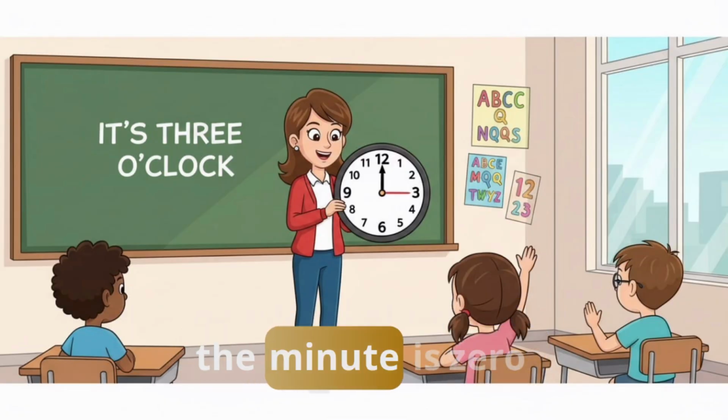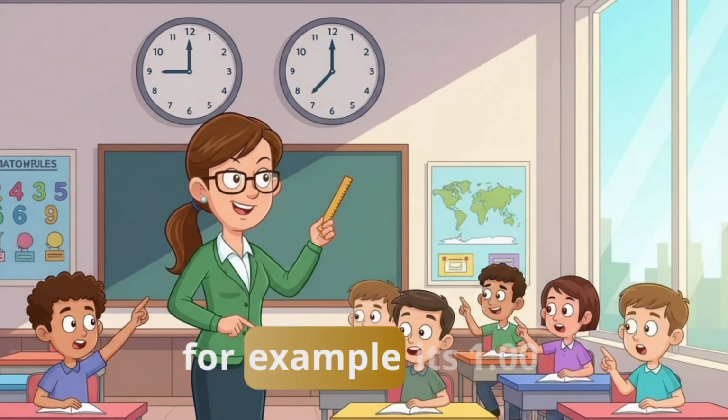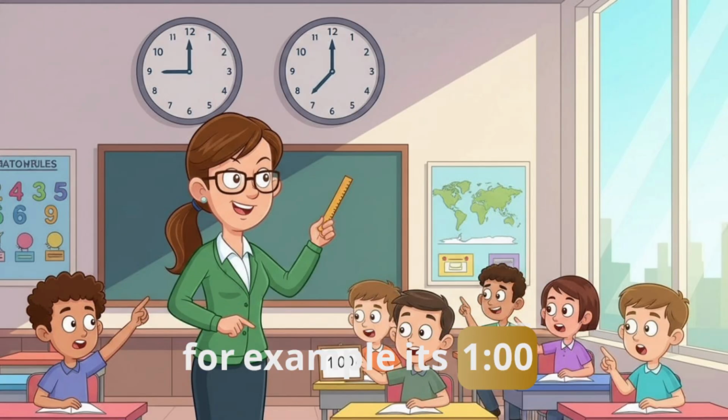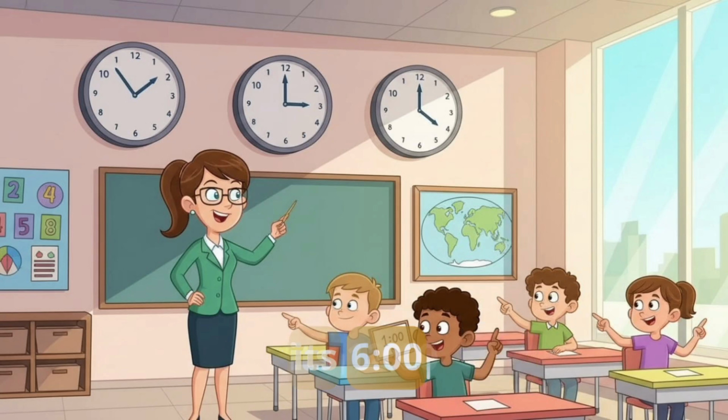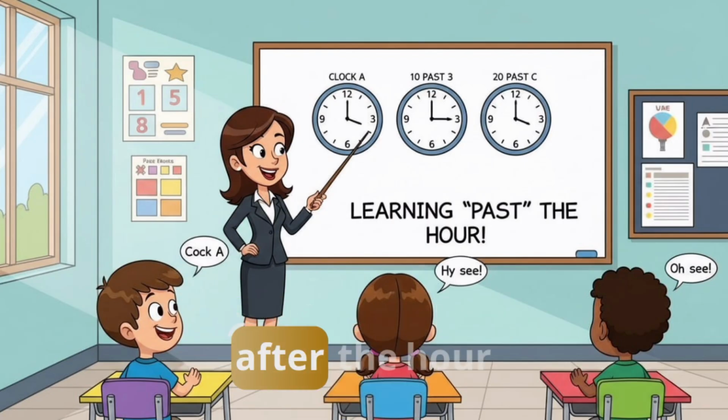When the minute is 0, we use o'clock. For example, it's 1 o'clock. It's 6 o'clock. It's 12 o'clock. Easy, right? Now let's look at minutes after the hour.